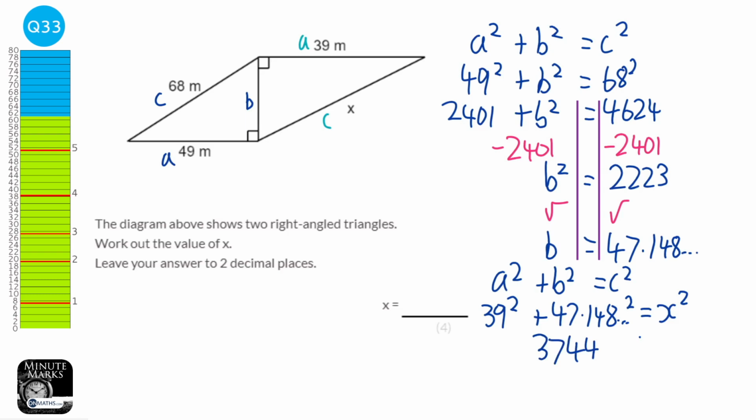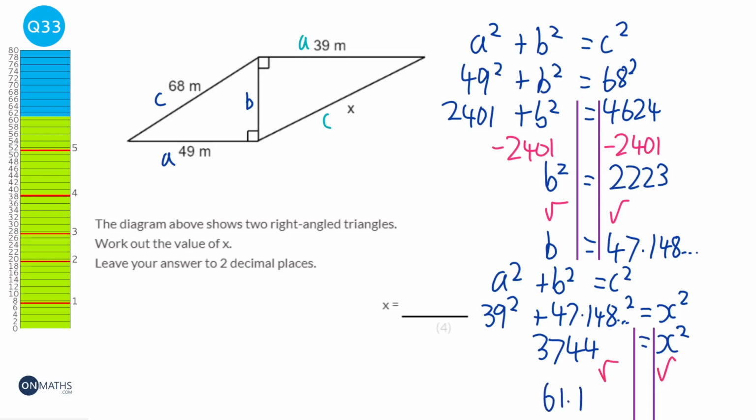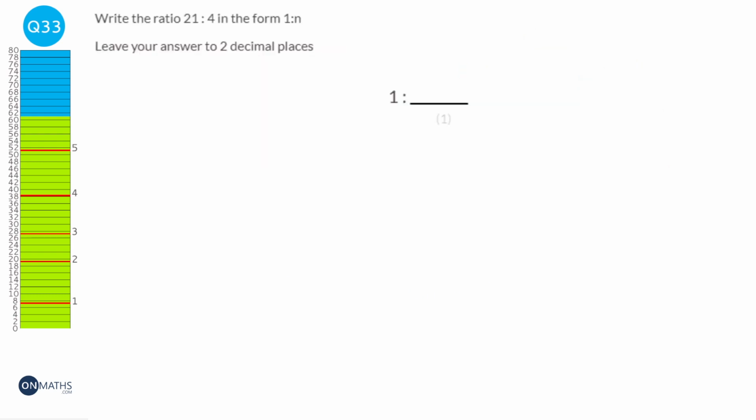3,744 equal to x squared, and we'll just get our lines in because we need to square root both sides, and we get 61.188 blah blah blah is equal to x. It says it wants it to two decimal places, so that will be 61.19.